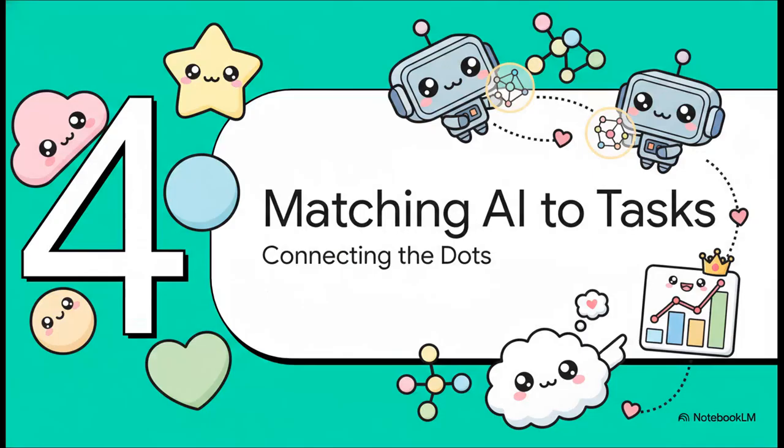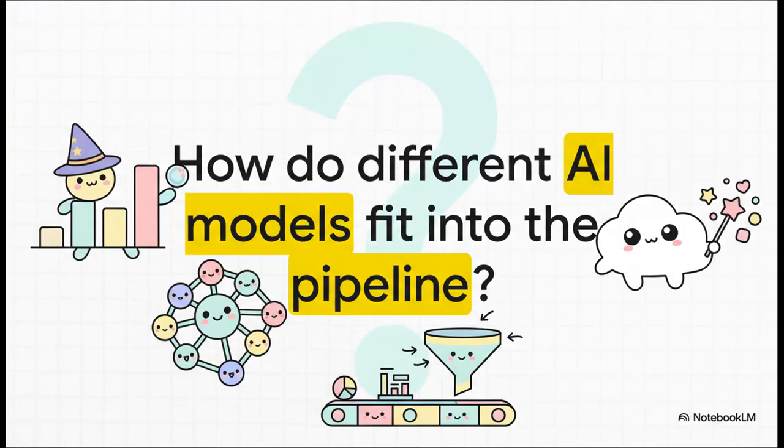So we've seen the 4 stages of the pipeline, and we know about the 4 types of AI models. Now let's connect those dots. Let's see which of those AI tools are the best fit for each job in the pipeline. Which, of course, brings us to the key question, right? How do all these pieces actually fit together? Because it's not random. Certain AI models are just naturally better at specific jobs within this whole process.